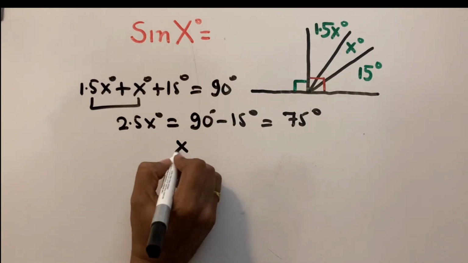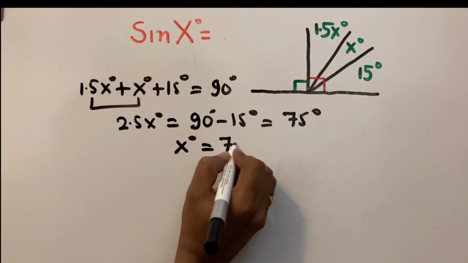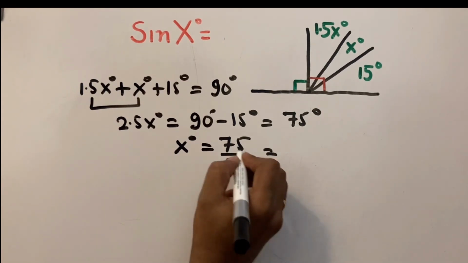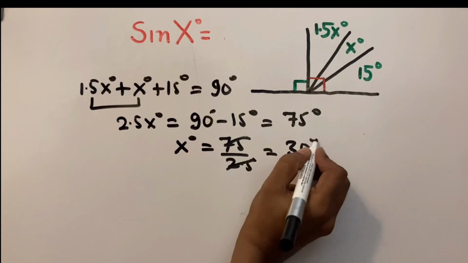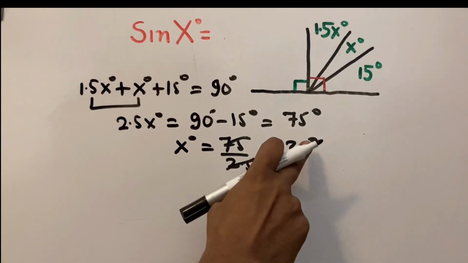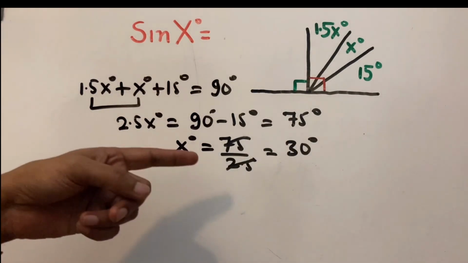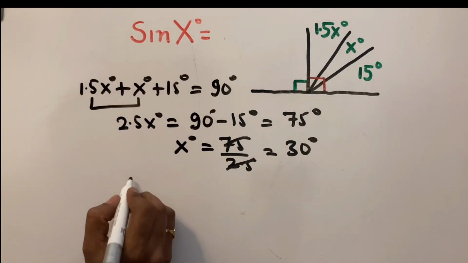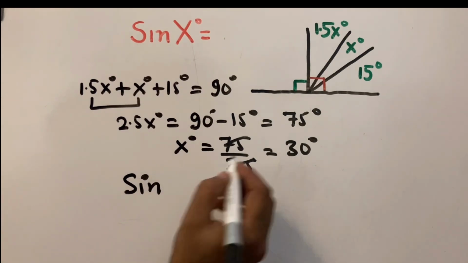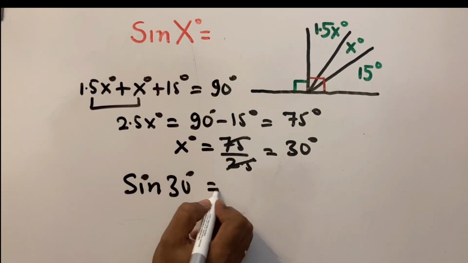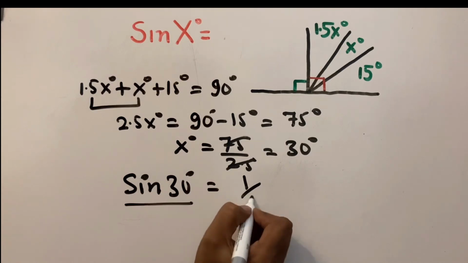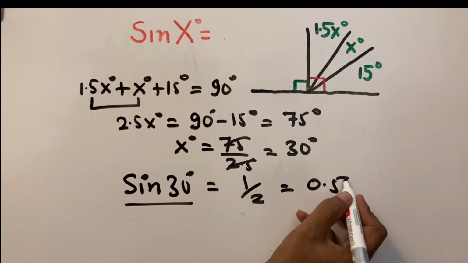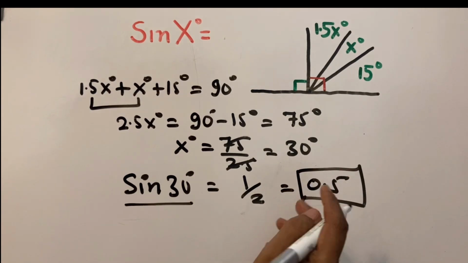So here x degrees equals 75 divided by 2.5 equals 30 degrees. So x degree equals 30 degrees. As in this question, we have to find the value of sin x. Therefore, sin x equals sin 30 degrees, which is equal to 1 by 2. So, sin x will be 0.5. This is our correct answer.